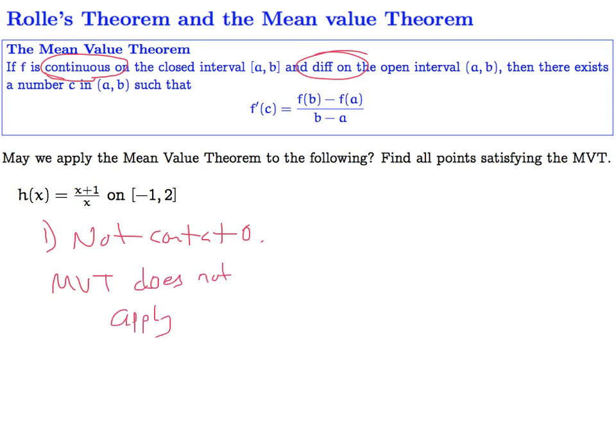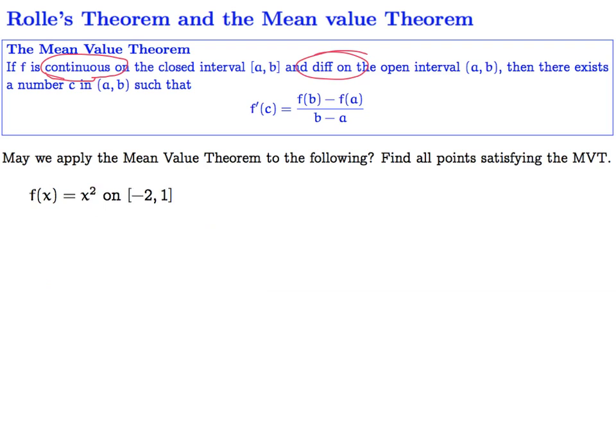Alright, so that's a pretty easy problem. So here let's try a slightly more interesting function, f of x equals x squared on the interval negative 2 to 1. Well, first of all, it's going to be continuous because it's a polynomial. Second, it's going to be differentiable. We can definitely take the derivative of this function again because it's a polynomial, so these both work really well in the interval.